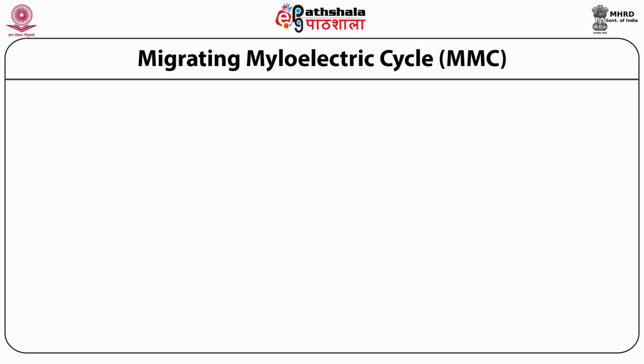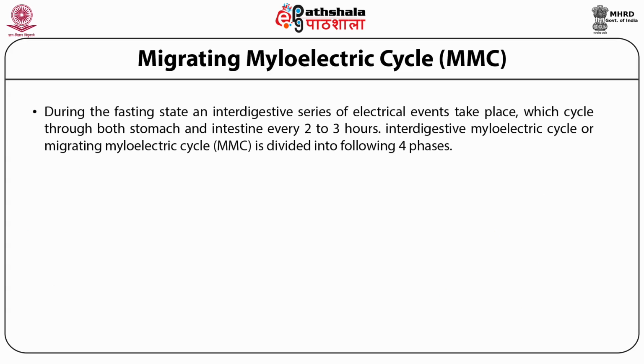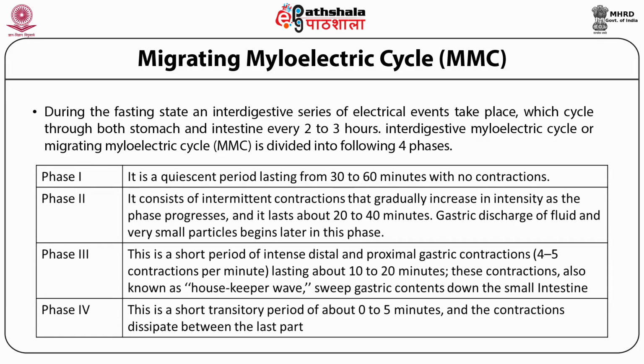Understanding the migrating myoelectric cycle of the stomach. During the fasting state, an interdigestive series of electrical events take place which cycle through both stomach and intestine every 2 to 3 hours. The interdigestive myoelectric cycle, or migrating myoelectric cycle, is divided into the following four phases. Phase 1 is primarily a quiescent period lasting from 30 to 60 minutes with no contractions. This can be an equivalent of the resting phase.